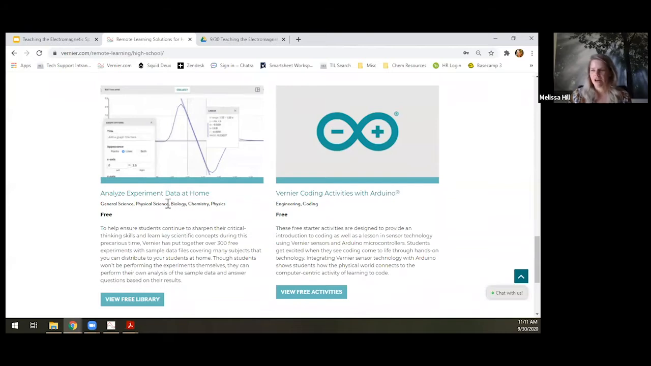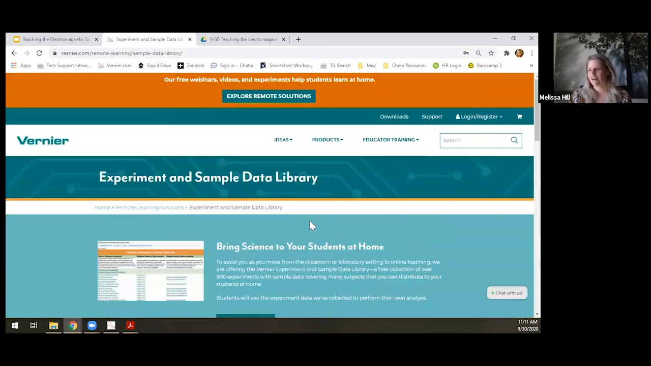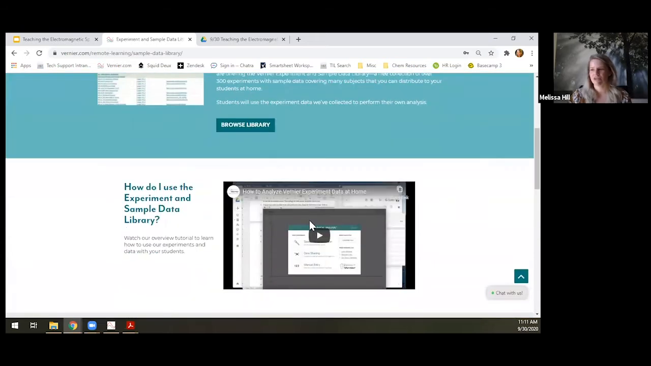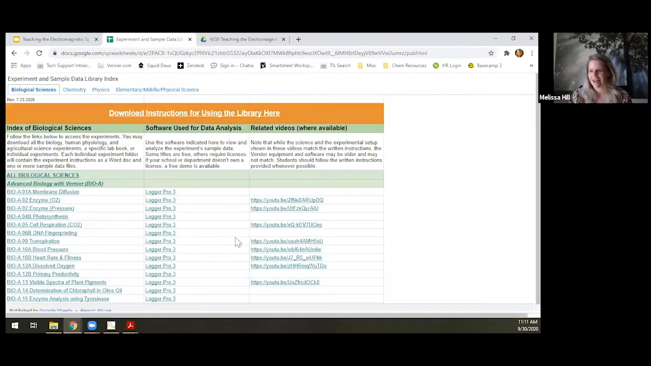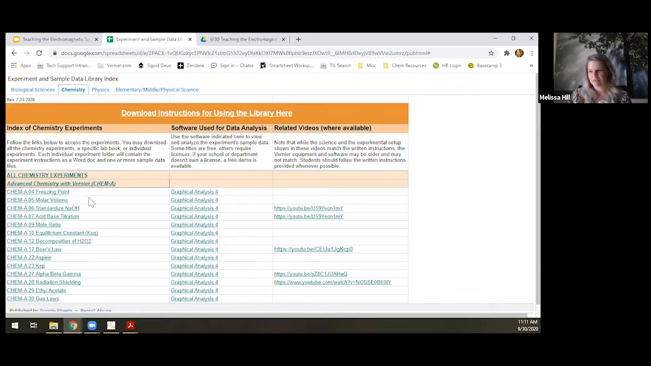But what I'm going to focus on today is this sample experiment data library we have. This is for all disciplines, all grade levels. You click on this, and there's a nice little page that tells you how to use it. It can be a little overwhelming, and you'll see why, because I'm going to go into this library and there's just a ton of data in here. Everything in here was taken by one of the scientists at Vernier. We have biologists, chemists, and physicists. All of this was taken by one of us.